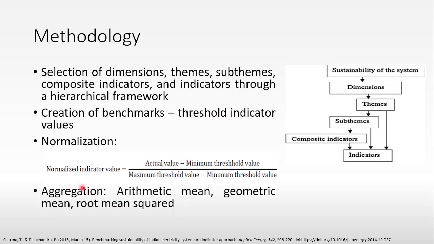Then you have the aggregation. Once you get the normalized value, you need to aggregate to get the composite indicator value, then the theme and sub-theme values, then the dimension value, and finally the total sustainability score. You can do that using the arithmetic mean, which is just the average, the geometric mean, or the root mean squared. These are just some methods that are used. Arithmetic mean is just the normal average: you add it all up and divide by the total number of indicators.